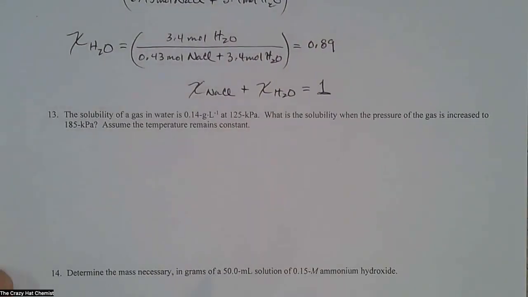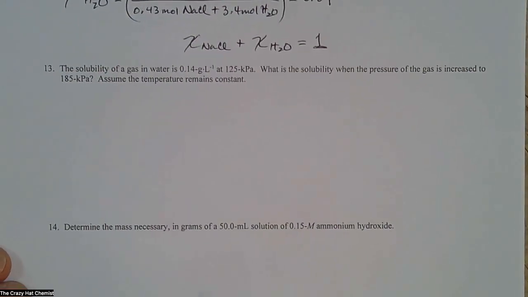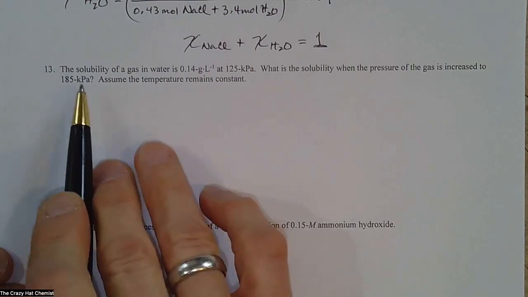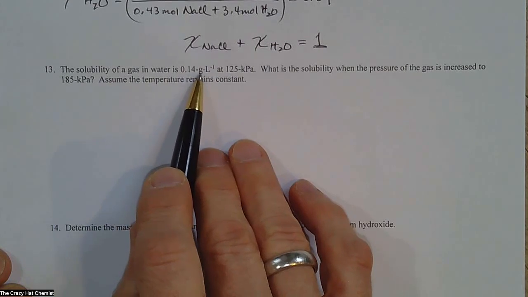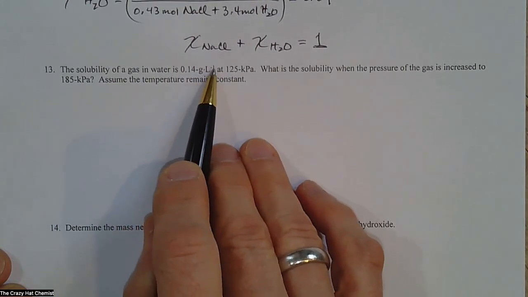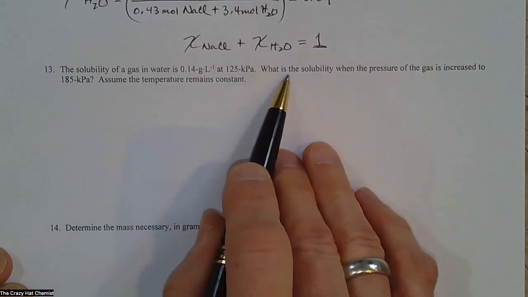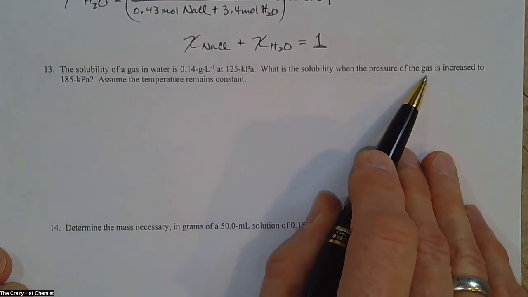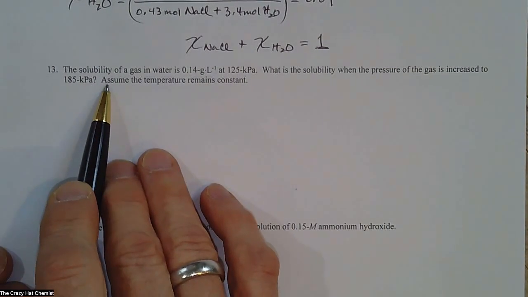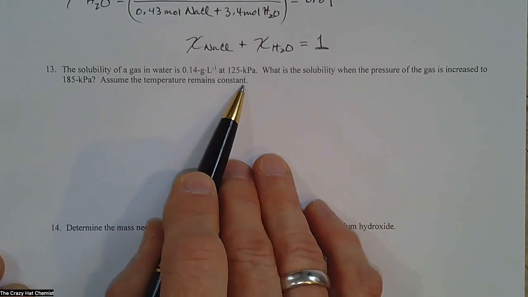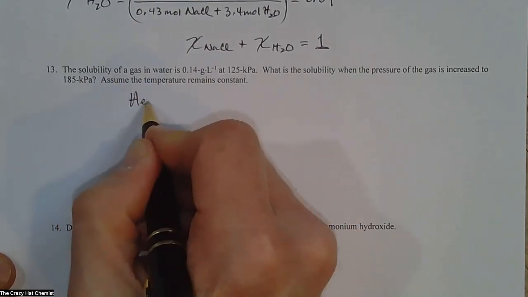All right. The next problem, let's see, is number 13. And let's slide this up here a bit. It says, the solubility of a gas in water is 0.14 grams per liter, remember that negative exponent 1, at 125 kilopascals. What is the solubility when the pressure of the gas is increased to 185 kilopascals? Assume the temperature remains constant. That's an important thing. This is a Henry's law problem.